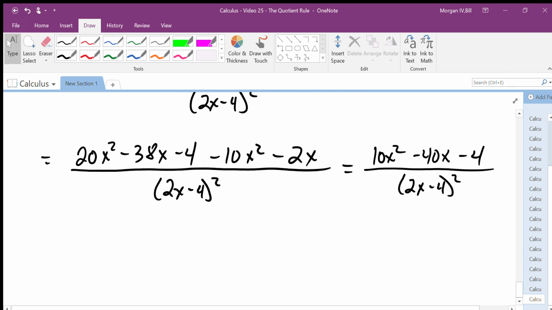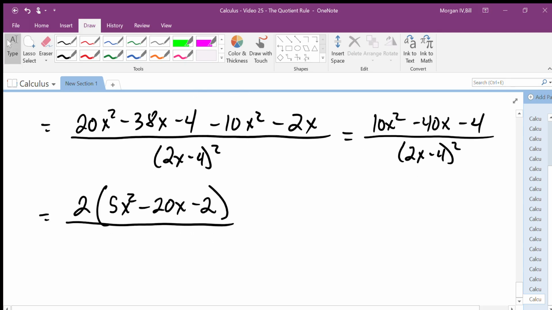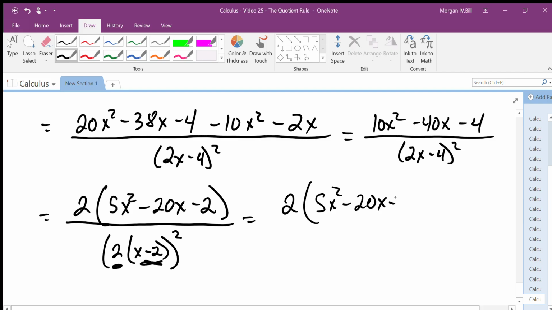All right, 10, 40, and 4 will all divide by 2, so let's make sure this thing won't factor. 5x squared minus 20x minus 2 divided by 2x minus 4 squared. You could think of that as 2 times x minus 2, so that would be 2x minus 4, the whole thing squared. If I'm squaring the whole thing, I'm squaring both the 2 and the x minus 2. 2 squared is 4, x minus 2 squared is x minus 2 squared. So this is 5x squared minus 20x minus 2 over 4 times x minus 2 squared.